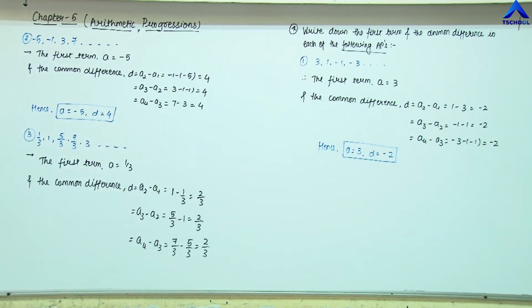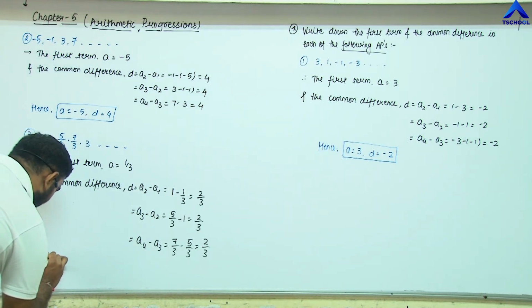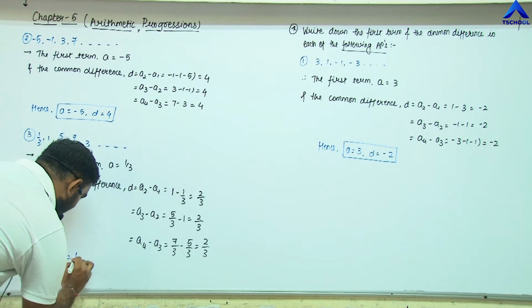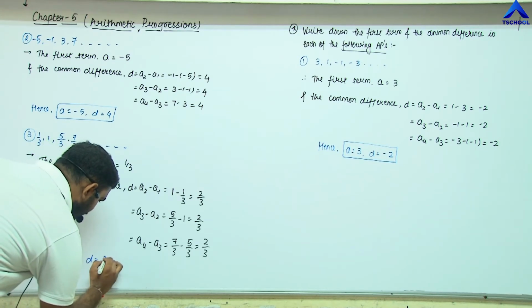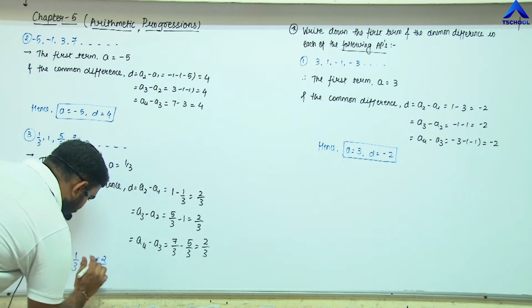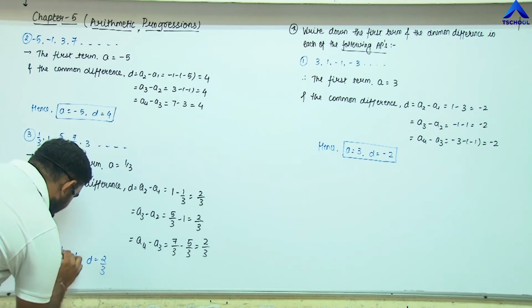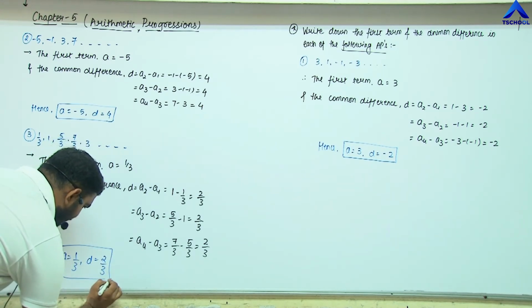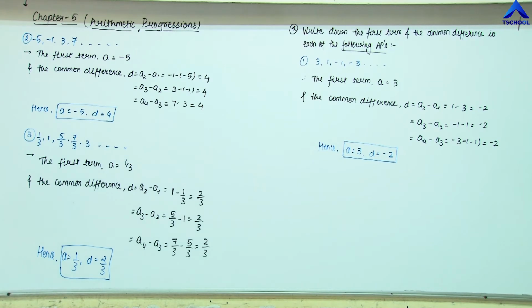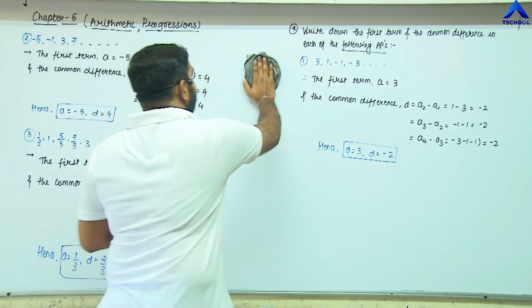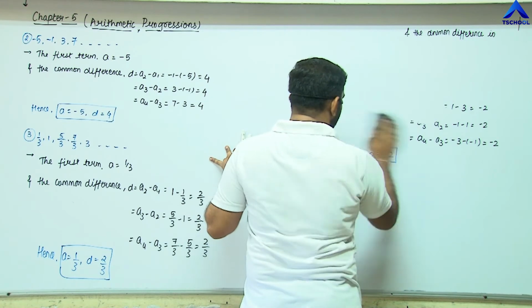You can also do it for the next one. Hence, the first term a is 1 by 3 and the common difference d is 2 by 3. Is it clear? So in this way you can find out the first term and the common difference for the given arithmetic progression. Right? Now I am writing down one or two more of the same kind to solve it by yourself. Right? You will solve it by yourself.